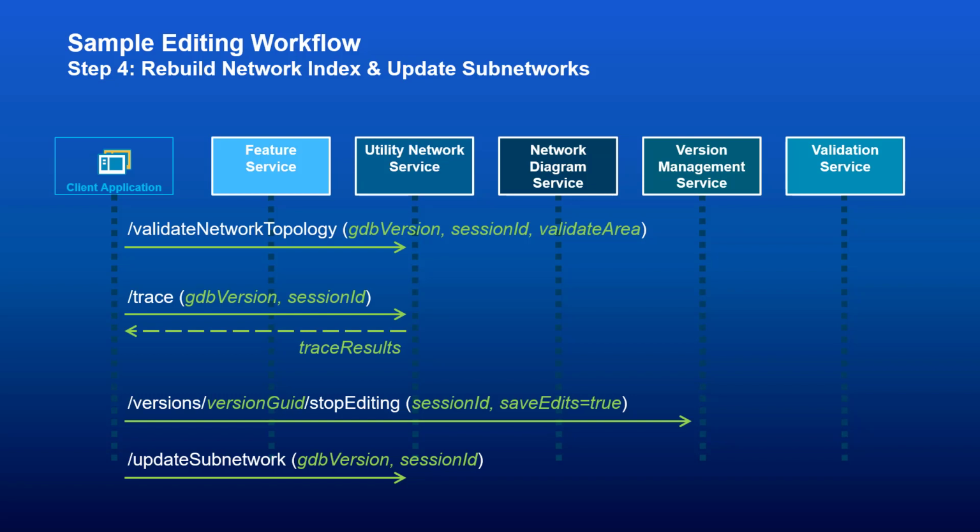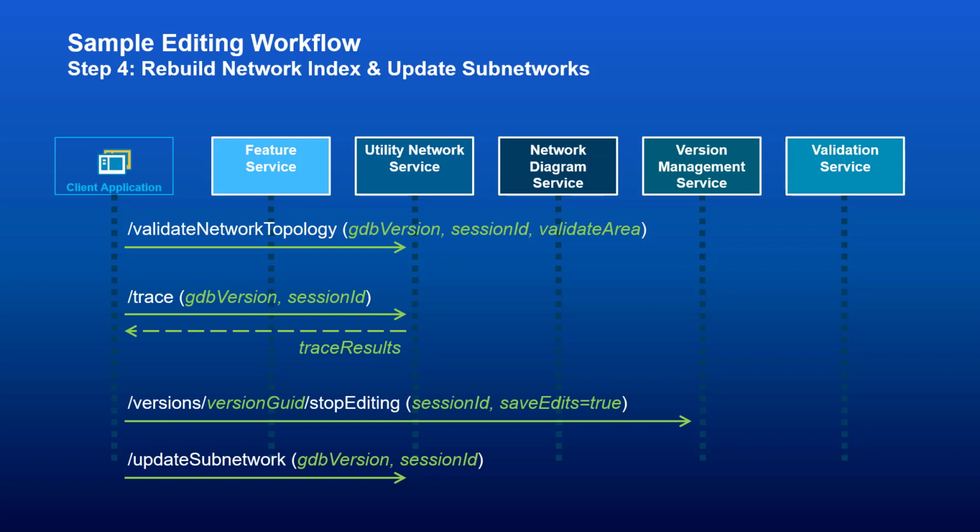Another step that you could do, which is optional once you've validated your topology, is you may want to run a trace just to ensure that the changes that you've made to your network are actually what you wanted them to be. You can use the trace operation off of the utility network service and you pass in the version, session ID, and there's more parameters here, right? You need to pass in a trace configuration, the trace type, your starting locations, so on, and you will get back a trace results from that trace.